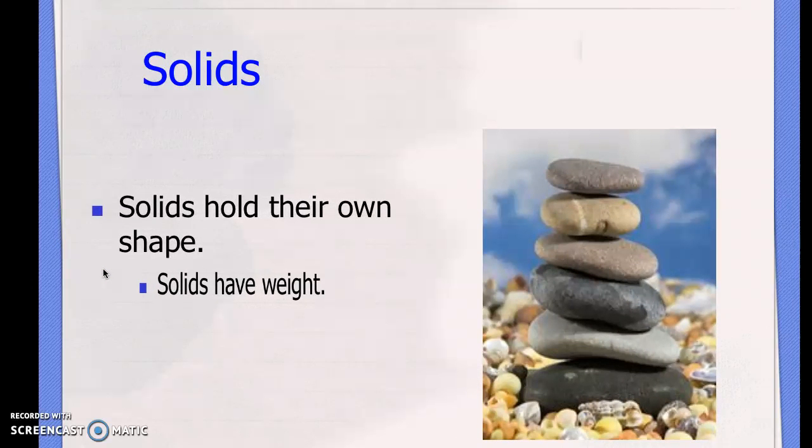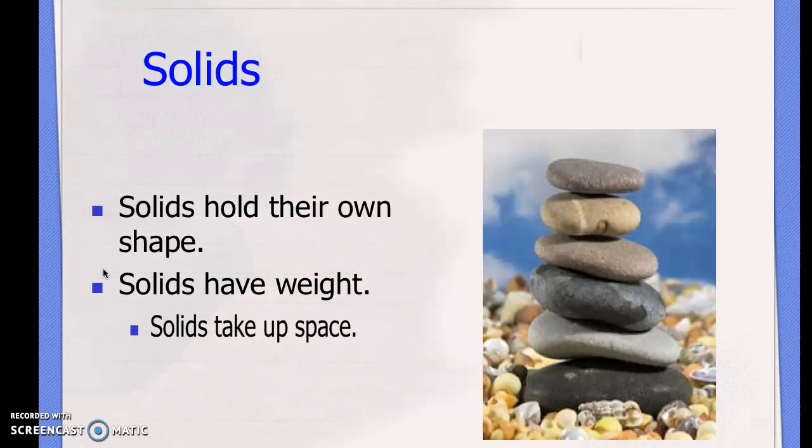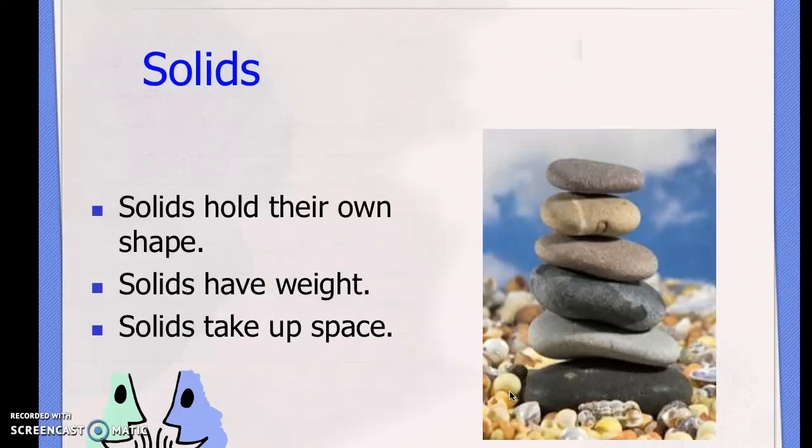Solids. Solids hold their own shape. Solids have weight. Solids take up space. Like these rocks. They have their own shape, they have weight, and they take up space. Can you think of some other examples of solids? Turn and tell your partner some other examples of solids.